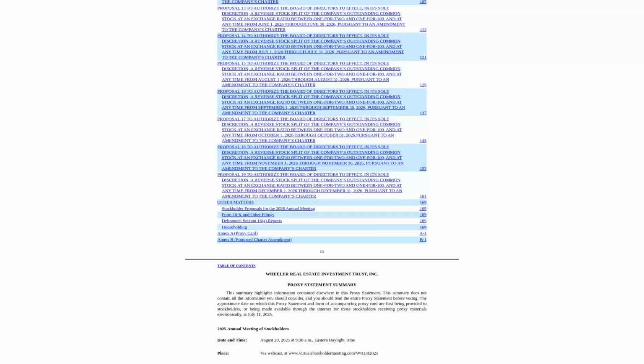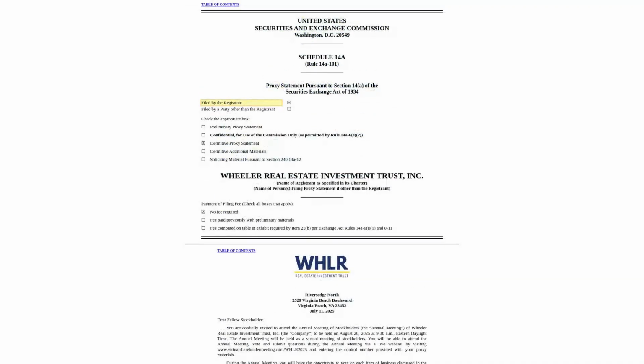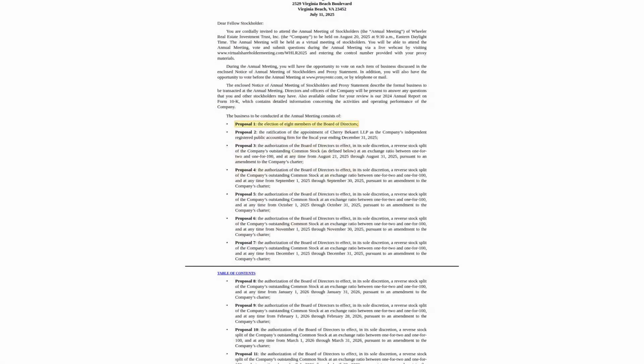First, what and who is Wheeler Investment Trust? Reading the initial parts of the filing, it is clear that it is a standard proxy document and is filed by the registrant. To simplify it, basically the company filed it themselves, not someone else. At the annual meeting, shareholders will vote on electing 8 board members, picking their accounting firm, and most importantly, approving a series of reverse stock splits.